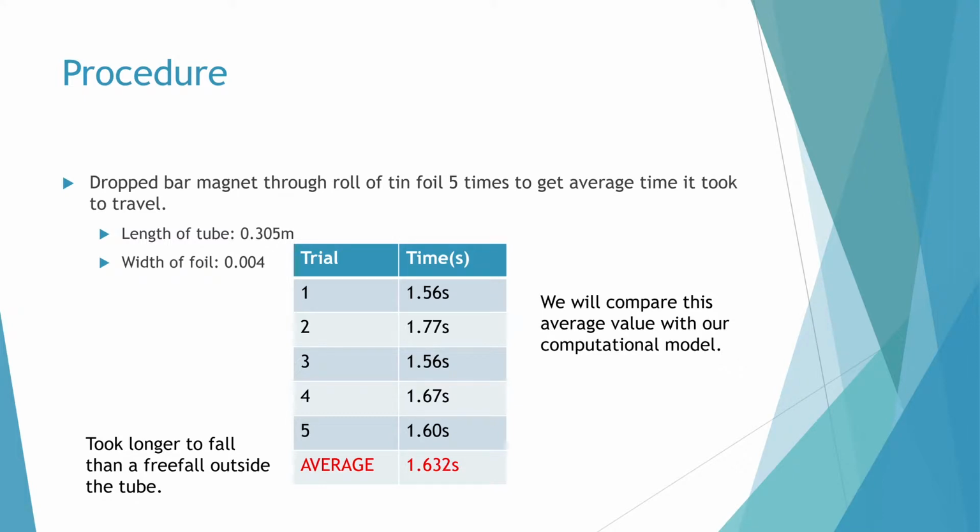So the procedure is that we dropped a bar magnet through a roll of tinfoil 5 times, just the average time it took for it to travel. So the average time was 1.632 seconds. It took longer to fall through the tube than it would in free fall because of that upward force that I just talked about, and then we're going to compare this value with our computational model.